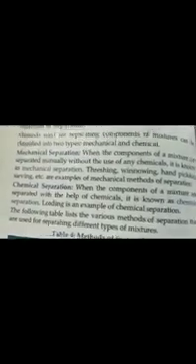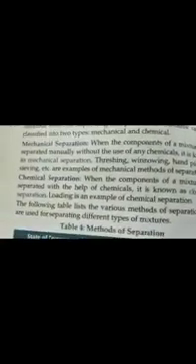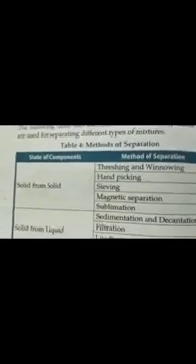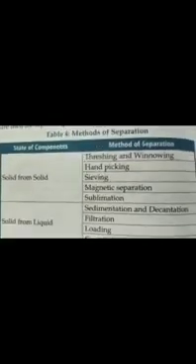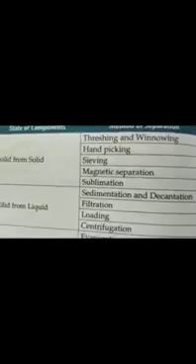When the components of a mixture are separated manually, meaning when we are not using any chemicals, it is called mechanical separation. And when we use chemicals for separating, it is called chemical separation. Let's see the methods of separation according to the components of a mixture. First we will see the solid mixture: threshing, winnowing, hand picking, sieving, magnetic separation and sublimation.